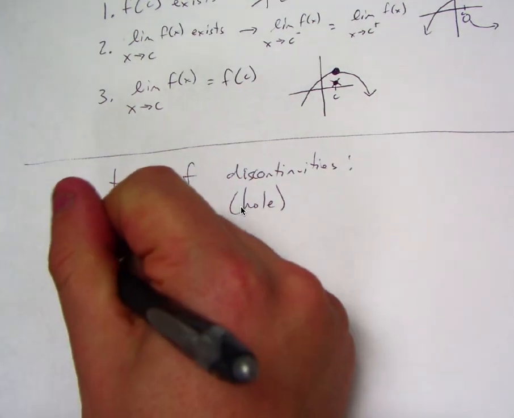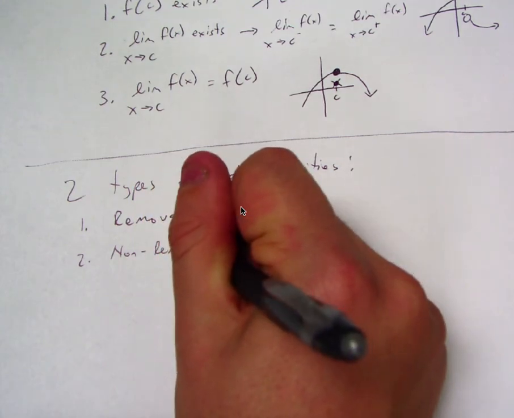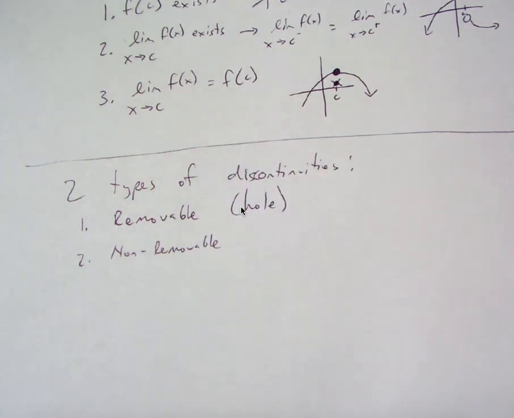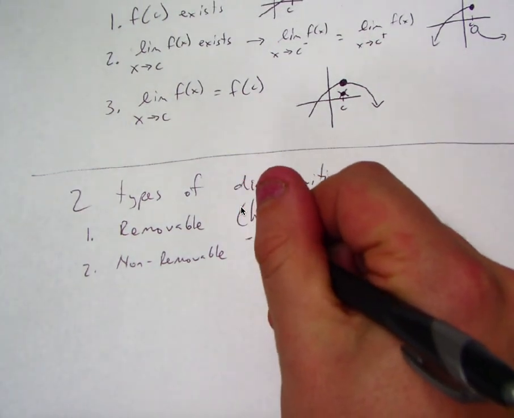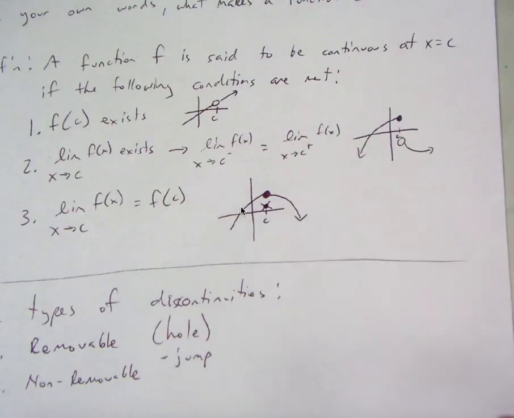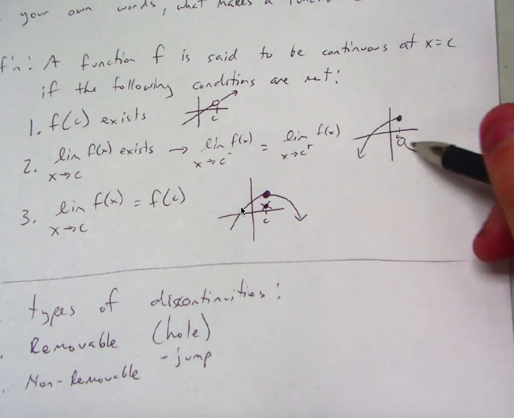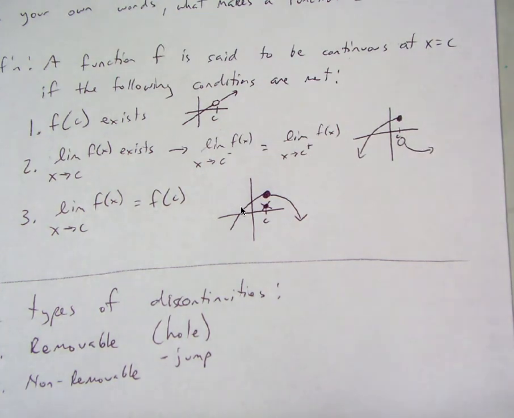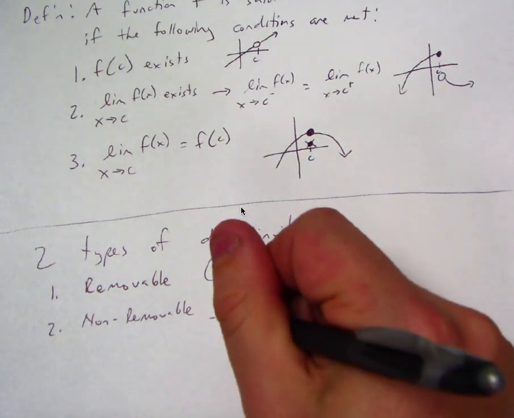The other type is non-removable. There's two types of non-removable discontinuities. You can have a jump discontinuity. That's like this one right here. You know, you're moving along the curve and then you have to jump to get to the other portion of the curve. That's a jump discontinuity. And then the other one is a vertical asymptote.